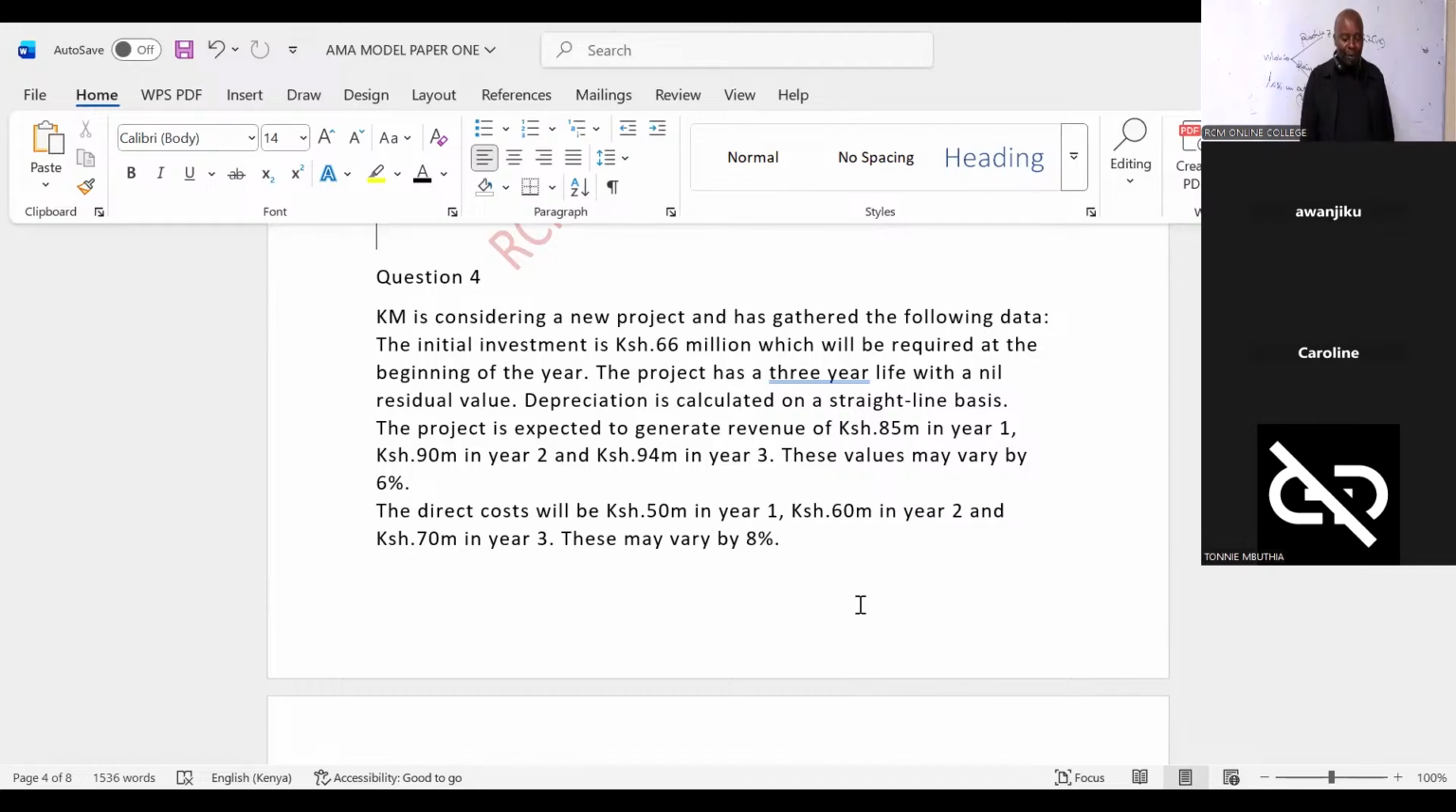So question number 4. KM is considering a new project and has gathered the following data. The initial investment is Kenya shilling 66, which will be required at the beginning of the year. The project has a 3-year life with a nil residual value. Depreciation is calculated on a straight line basis. So let's first calculate that depreciation.